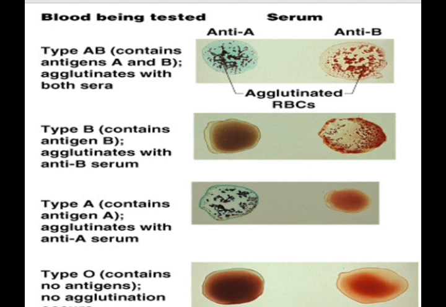Okay, type B contains antigen B. So for anti-A, nothing happens. For anti-B, suddenly it clumps. For type A, you have antigen A, so anti-A will cause it to clump, but anti-B will not, because it doesn't have any B protein. What about type O? Type O has no antigens at all, so there will be no agglutination occurring.